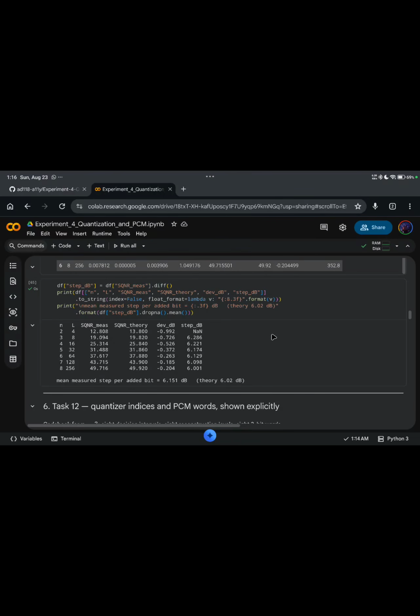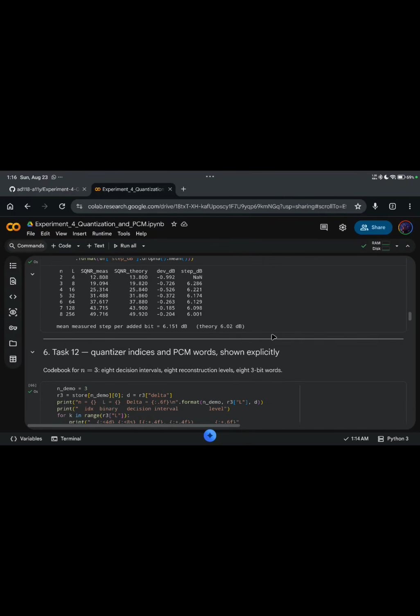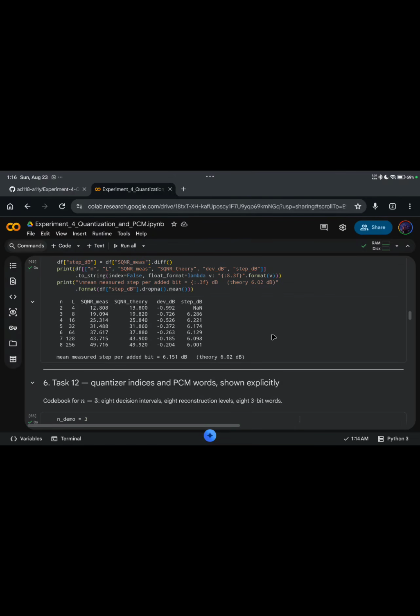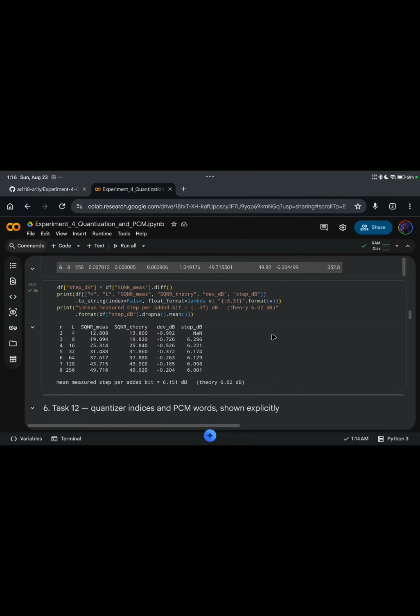And here we can see the SQNR improvement. This cell calculates the change in SQNR between consecutive bit resolutions. The measured improvement should be close to 6 decibels for every additional bit. The mean measured improvement is approximately 6.15 decibels per bit, which agrees well with the theoretical prediction of 6.02 decibels per bit.